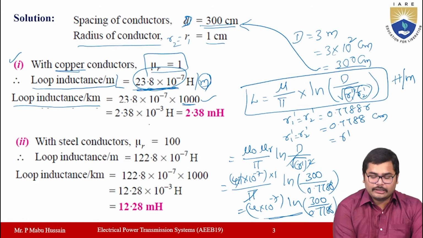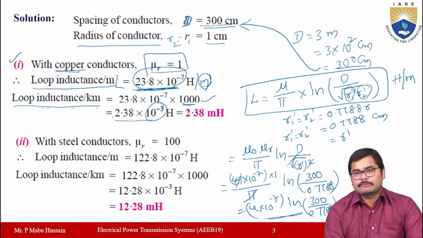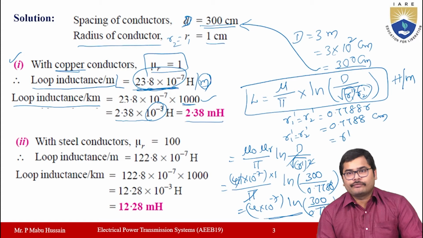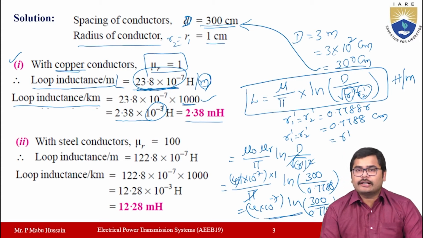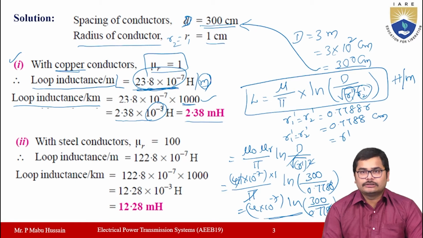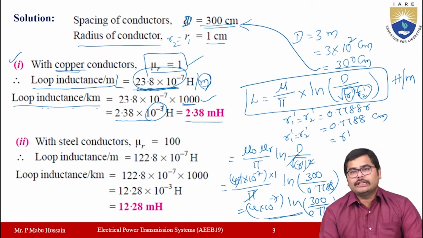That value you are getting finally would be 2.38 into 10 to the power of minus 3 henries, and 10 power minus 3 you can call as milli. So 2.38 milli henries you will get. So this is how you can determine the loop inductance if the conductor material is copper. As copper, you know, the relative permeability would be 1.